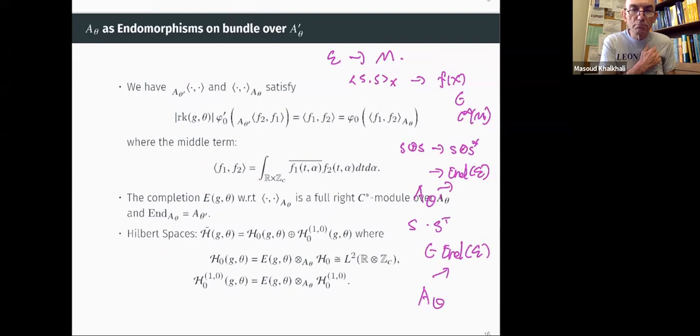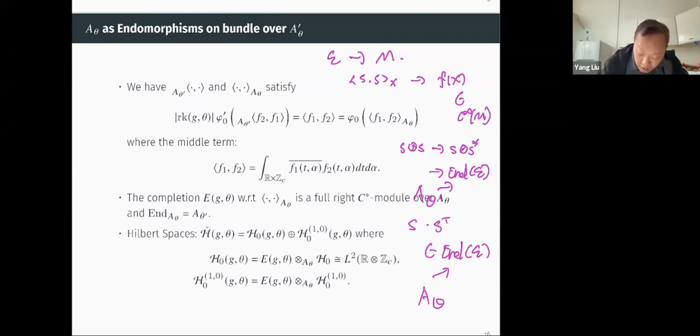This property is non-trivial to check. It makes use of the Poisson summation formula to get this formula.